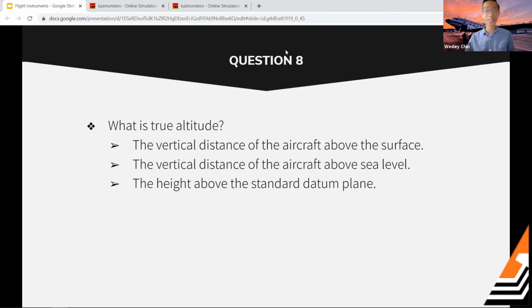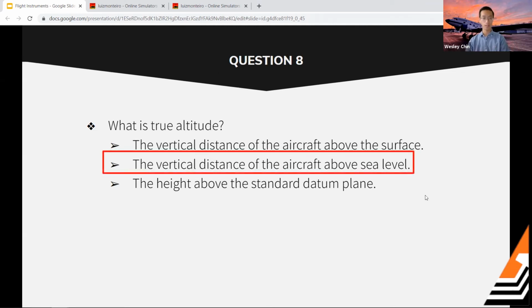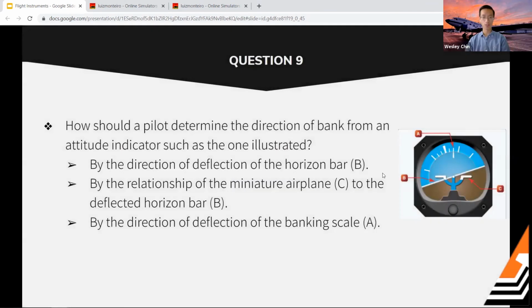Now, how about the last one? The height above the standard datum plane. What is that? Pressure altitude. Yeah, that's pressure altitude. There are a couple of different definitions of pressure altitude, but in a written exam, standard datum plane is what you're going to want to see. Cool.